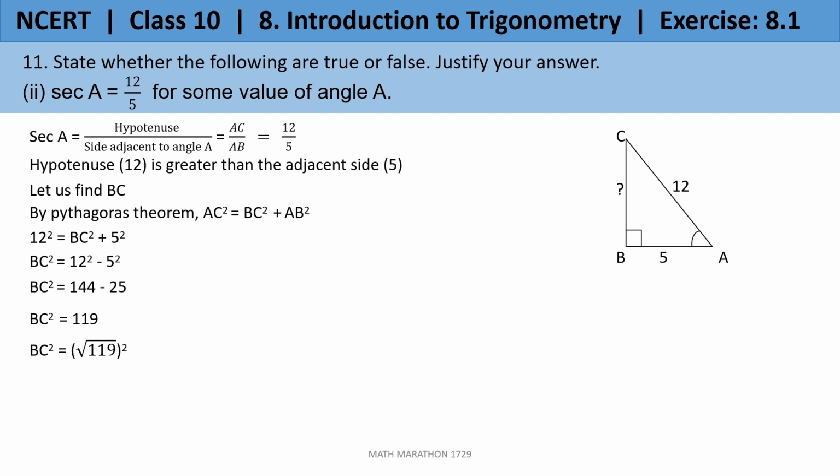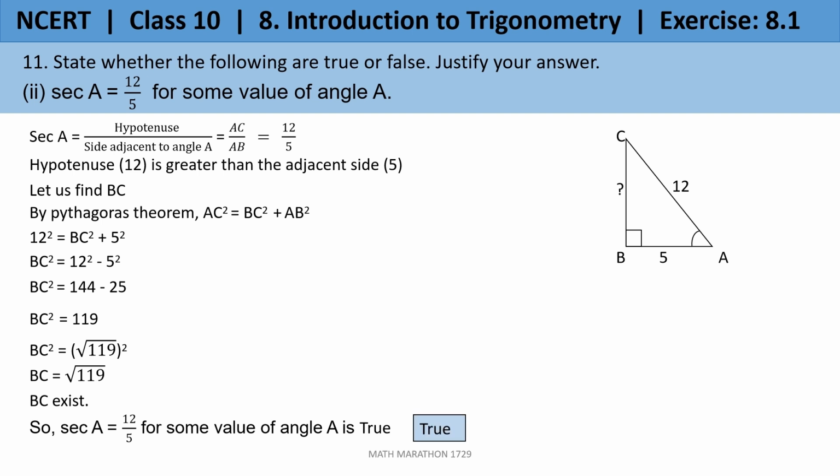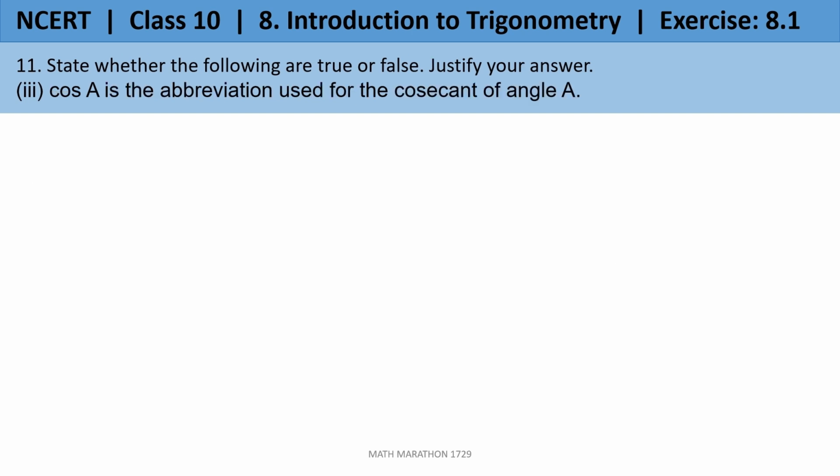Let us take square root on both sides of the equation. BC is equal to square root of 119. So, BC exists. So, secant A is equal to 12 by 5 for some value of angle A is true. So, the answer is true.